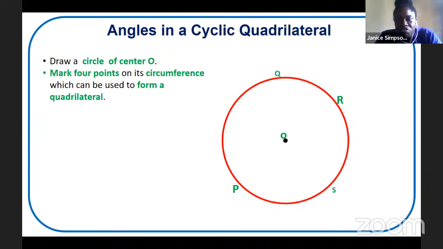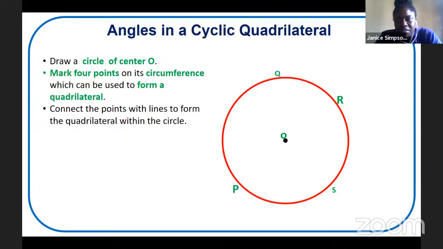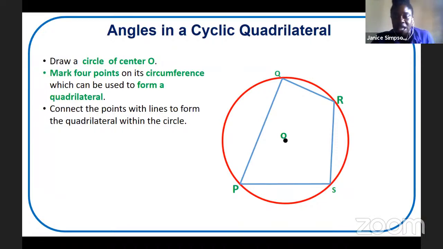And then we are going to draw our line segments to connect those points on the circumference of the circle. And in doing that, we're going to see that we would have formed a quadrilateral within the circle. So it's important to note that the quadrilateral is within the circle, and all the vertices of the quadrilateral are touching the circumference of the circle. And that's important. And then we're going to check out some of the angle properties of these quadrilaterals within circles that we refer to as cyclic quadrilaterals.